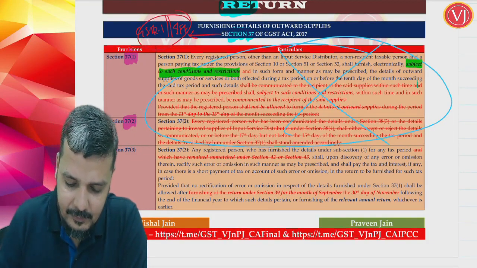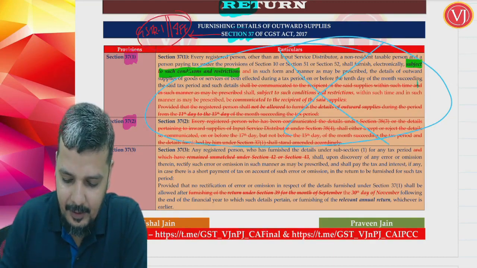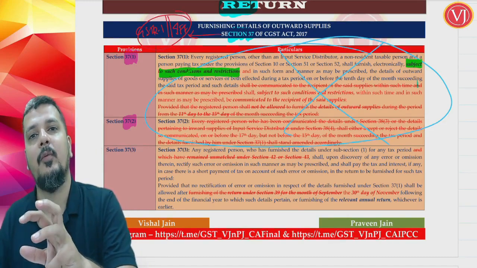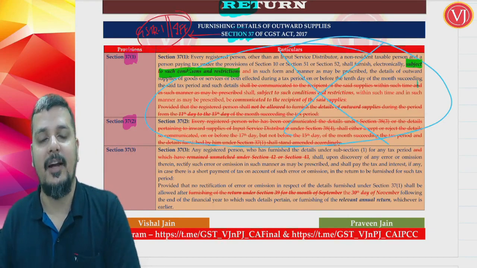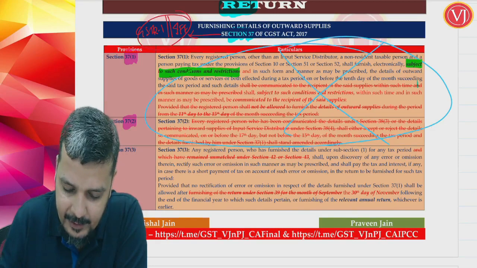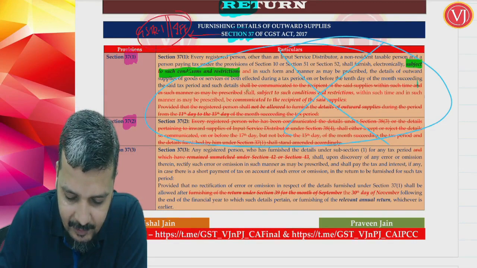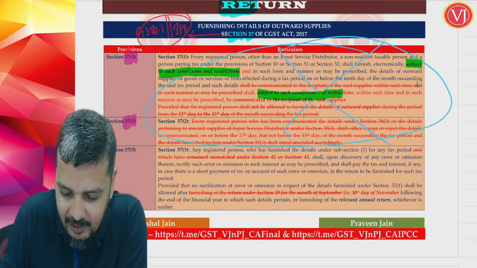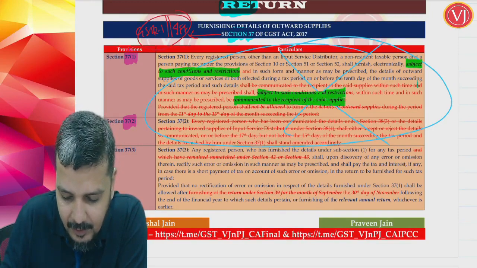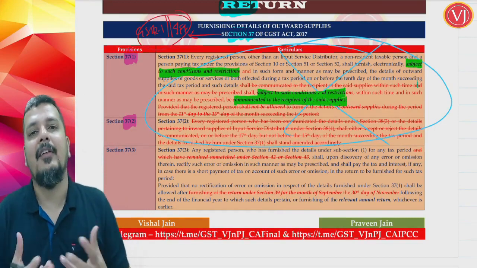Now, when a supplier is filing his GSTR1 and IFF, the recipient will get the details of his inward supplies in GSTR2B, which is static, and GSTR2A, which is dynamic. So, what is given thereafter? The supplier will give the details of outward supplies on a particular date, and such details, subject to such conditions and restrictions, within such time and such manner as may be prescribed, shall be communicated to the recipient. That's no fault. That is only a correction. The language is being corrected.